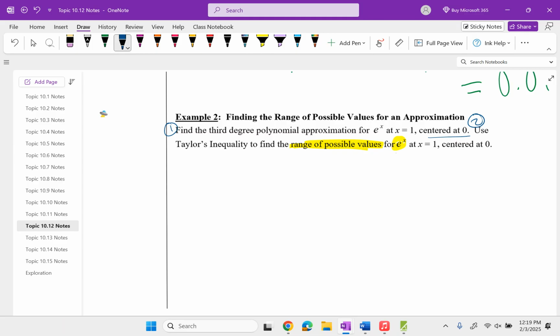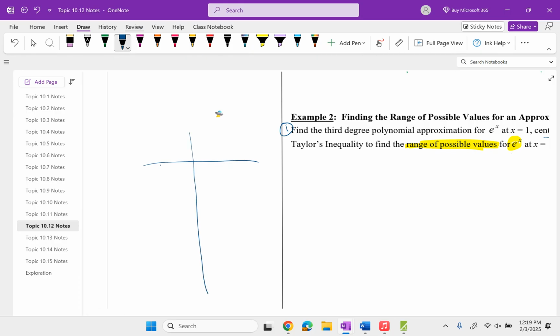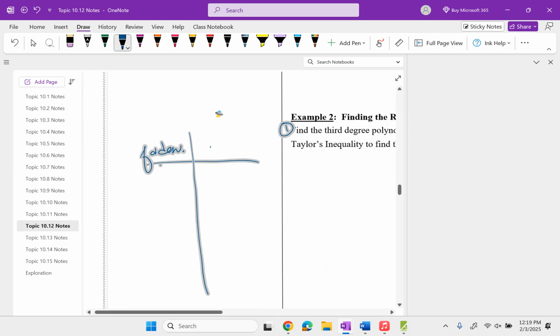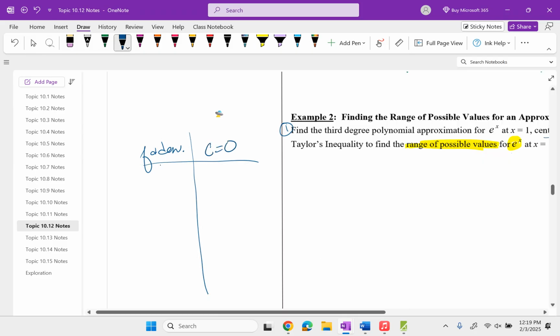All right, so first thing I'm going to do is come over to the side and do my calculating. So I've got the function and its derivative. And then I'm going to plug in what it is centered at. So centered at 0. So what's my original function here? e to the x. All right, and that's original f.